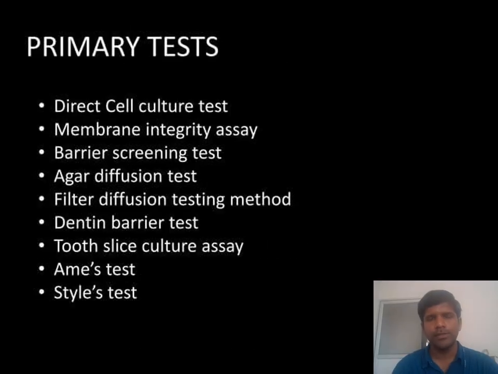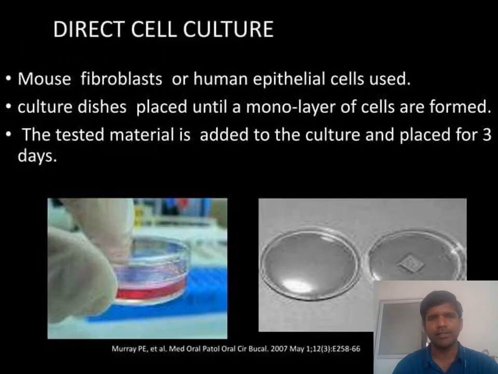Coming to the primary tests, it can be direct cell culture tests or membrane integrity assay or barrier screening test or agar diffusion test or filter diffusion testing method or dentin barrier testing or tooth slice culture assay or Ames test or Stiles test. Coming to direct cell culture, mouse fibroblasts or human epithelial cells are used.